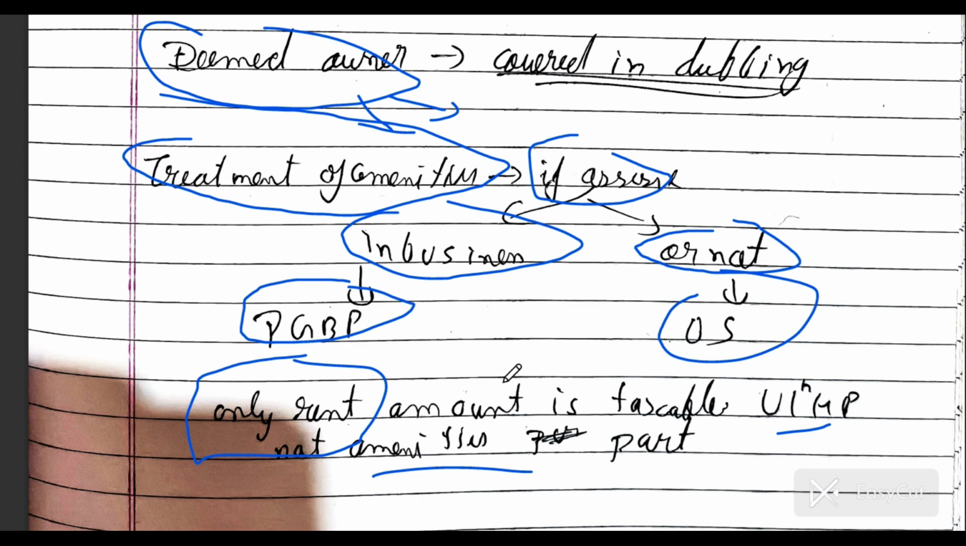In the hands of the landowner, that amenities portion will be taxable under head PGBP if it is in the business, and if it is not in the business, then in the hands of the landowner it will be taxed under head other sources, and the rent you are paying for that property only, not for the amenities, will be taxable under head HP.